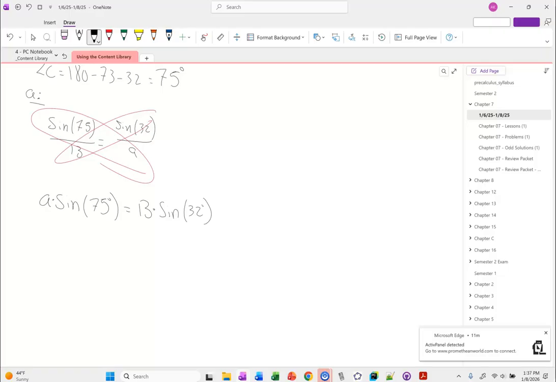What have we accomplished? We got rid of the fractions. That's all we really did. What's our goal still when solving here? We want to get A by itself. So what is happening to A right now? It's being multiplied. So to get A by itself, we're going to have to divide specifically by sine of 75.